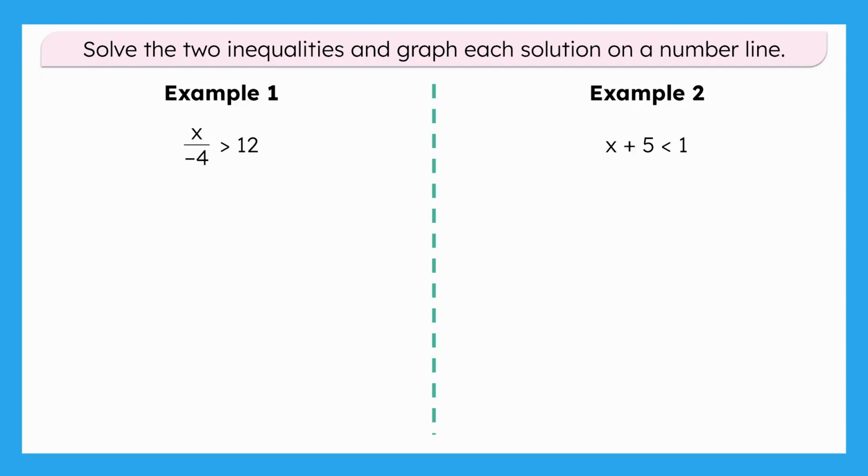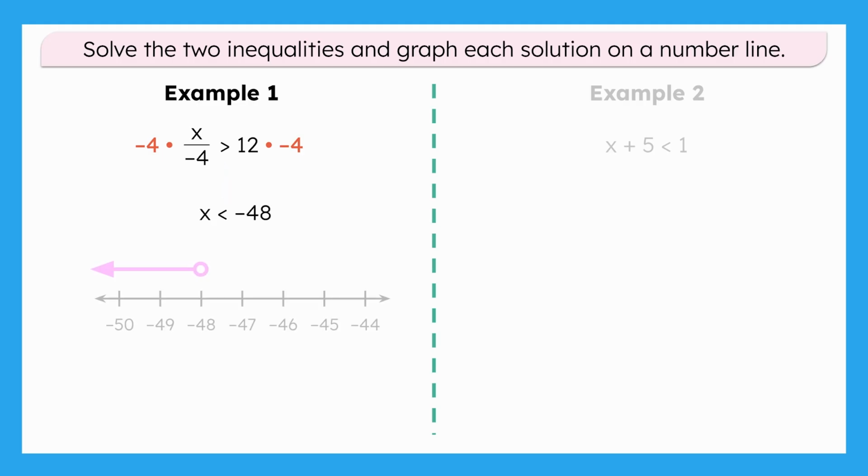Now you try. Solve these next two inequalities and graph each solution on the number line. Then, come back to check your work. First, I have x divided by negative 4 is greater than 12. To cancel this negative 4, I multiply both sides by negative 4. Since I'm multiplying by a negative, I flip my inequality symbol to keep this true, and I'm left with the solution x is less than negative 48, which looks like this on the number line.